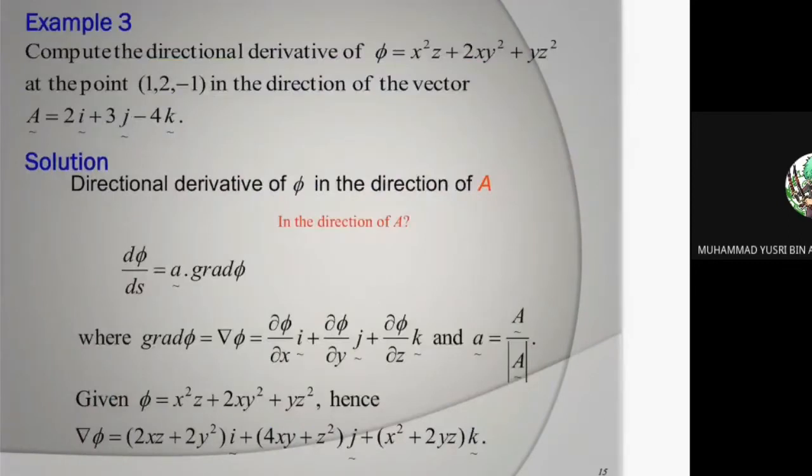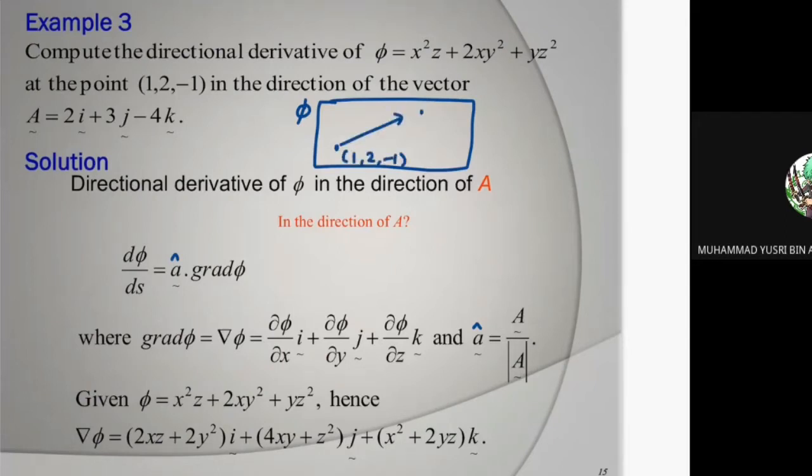Okay, look at example 3. Compute the directional derivative of phi, x squared z plus 2 x y squared plus y z squared, at the point (1, 2, -1) in the direction of a vector A. So this is the formula for directional derivative. This is A hat. This is phi, the scalar field. Then we have point (1, 2, -1) and vector A.